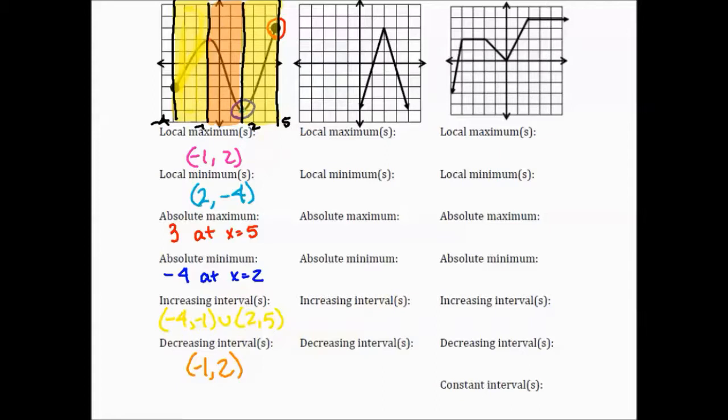On our next function, our local maximum is this peak point, which is the point 2, 3. We do not have a local minimum because there are no points that are at the bottom of the valley. Our absolute maximum actually occurs at our local maximum. So the highest the graph goes is 3, and that occurs at x equals 2. Since the graph continues going down forever, we do not have an absolute minimum.